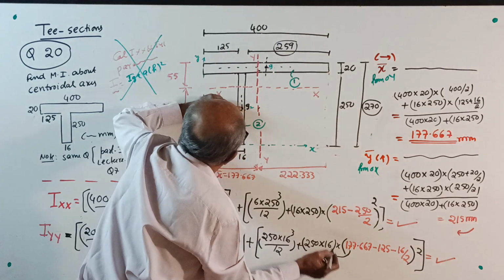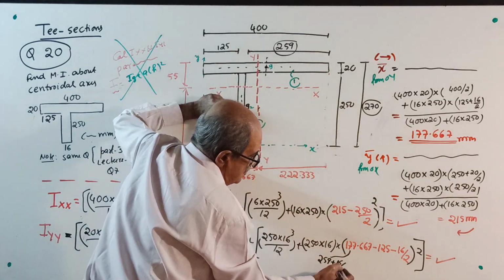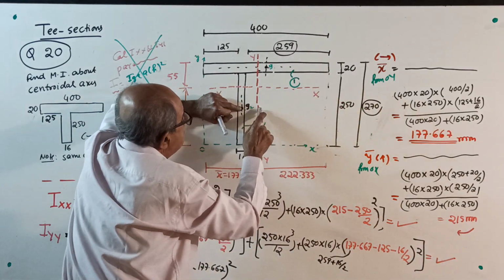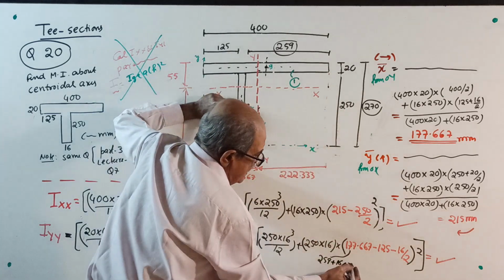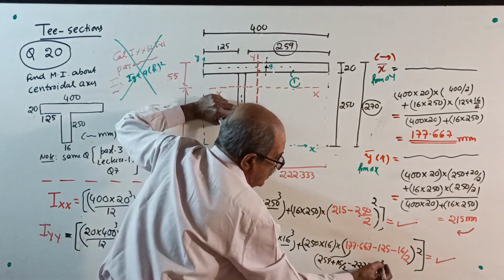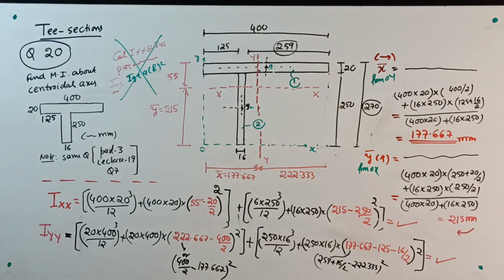259, then plus 16 by 2 will give you from right edge up to here, this distance. Subtract this distance, how much? Minus 222.333 whole square also will do. Write whatever answer you got. So you can look at any side, but correctly decide the perpendicular distance, then square it. Okay, this will complete I about XX and I about YY.